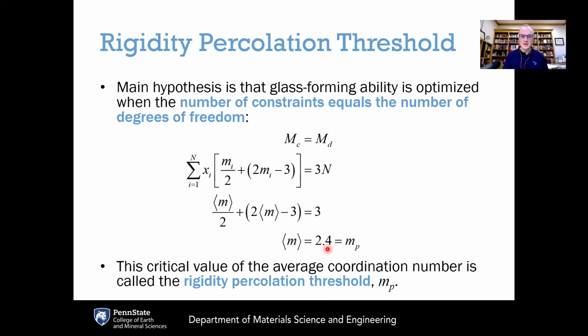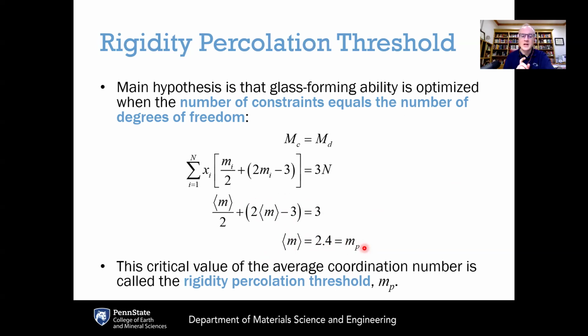And in other words, the optimized glass formation, according to Phillips, occurs where the average coordination number of the system is equal to 2.4. And this value of 2.4 is given a special name. It is called the rigidity percolation threshold, m sub P. It is called the rigidity percolation threshold because this is where the entire glass network would become rigid. Or in other words, there's enough rigid radial bonds and enough rigid bond angles such that there are no further degrees of freedom in the system, because the way that we derived this was by setting the number of constraints equal to the number of degrees of freedom. The way to achieve that condition is by having the average coordination number equal to 2.4, which is defined to be this rigidity percolation threshold.